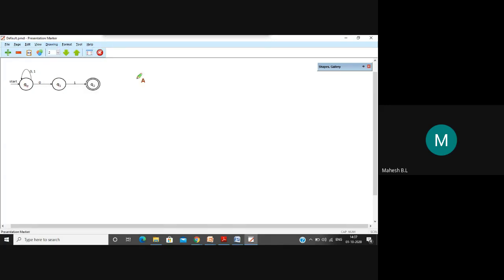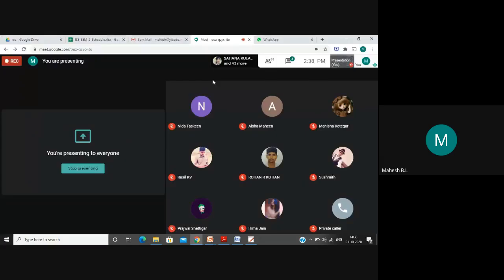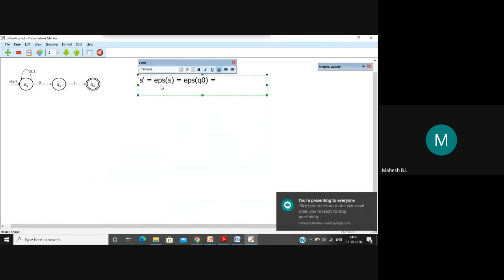So all of you know that first step is to compute S dash, which is equal to epsilon of S, which is equal to epsilon of Q naught. So which is equal to what is epsilon of Q naught? Yes, tell me what is epsilon of Q naught for this particular problem.